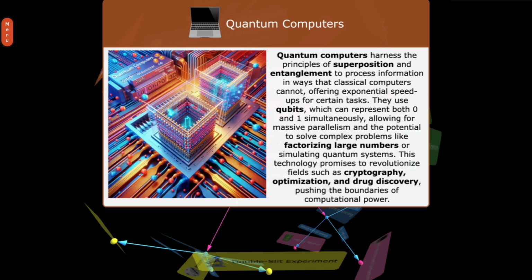Quantum computers harness the principles of superposition and entanglement to process information in ways that classical computers cannot, offering exponential speedups for certain tasks. They use qubits, which can represent both 0 and 1 simultaneously, allowing for massive parallelism and the potential to solve complex problems like factorizing large numbers or simulating quantum systems. This technology promises to revolutionize fields such as cryptography, optimization, and drug discovery, pushing the boundaries of computational power.